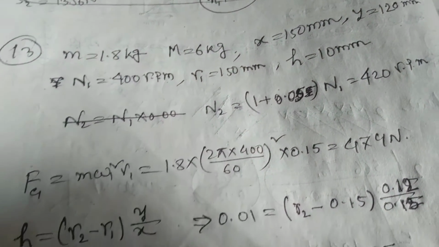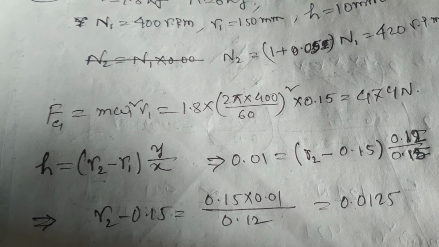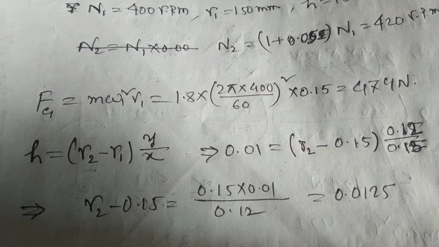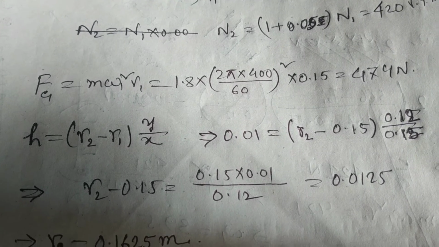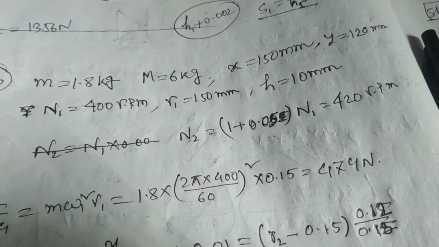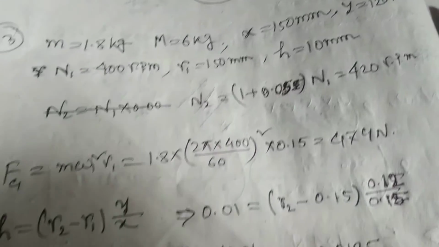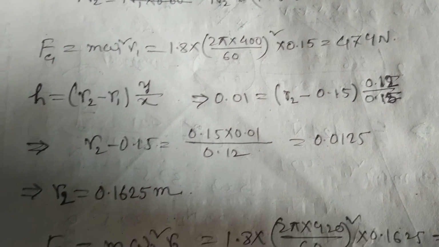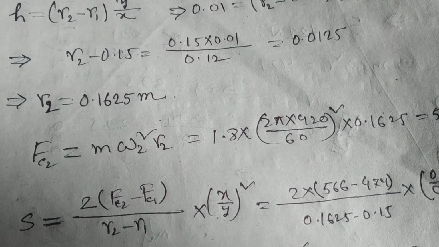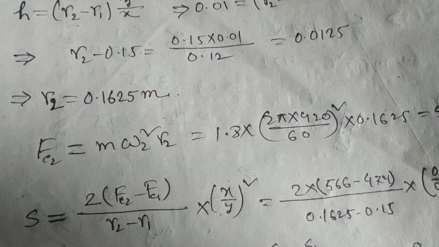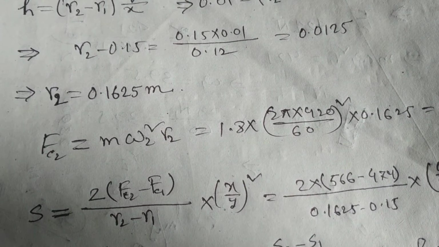So first I found out the FC1, which is the centrifugal force for the lowest position of the sleeve, or lowest position of the ball. Then the H, the sleeve lift, the difference between the maximum and minimum position was given, that is 10 millimeter, and I found out the R2, that is the maximum radius of rotation when the ball is rotating, the maximum centrifugal force, and then the corresponding R2 for that.